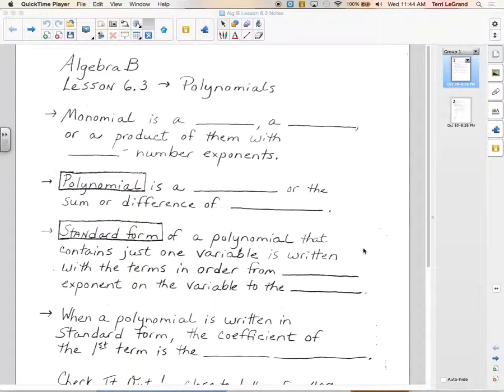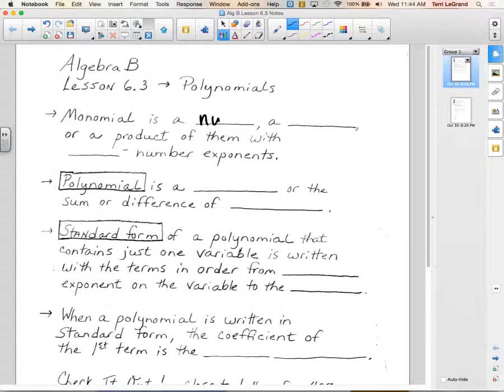So when we already filled in the blank for this, we said a monomial is a number. For those of you who slept through that, fill it in now. A number, a variable, or a product of them. What does product mean? What are we doing if we say product?